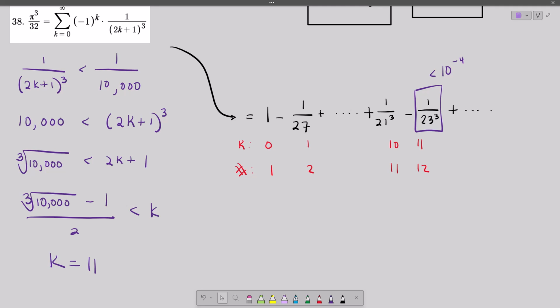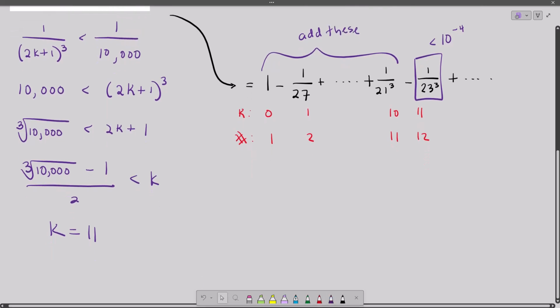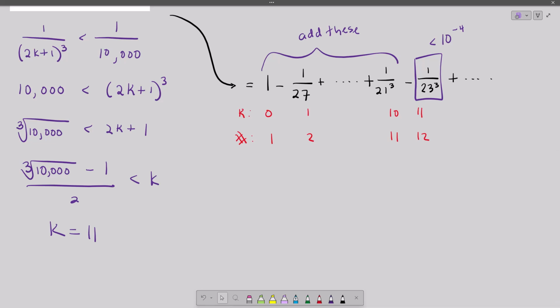If you plug in 11, that gives us our remainder estimate, our error estimate, however you want to visualize it. And then we want to add up everything in front of it. So we're going to add these. How many terms is that? 11 terms. Happens to match the k value here, but that's not always the case. This is the key: that's the number of terms we're adding together. We're adding the first 11 terms.